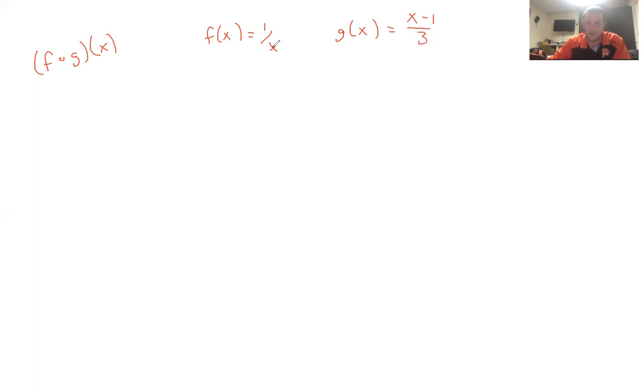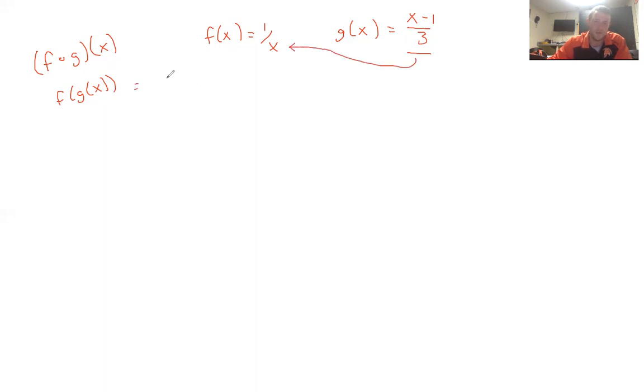This one you can't have 0 because you can't have 0 in the bottom. So x cannot equal 0. So the domain on this one would be negative infinity to 0 and then 0 to infinity. Okay, but the first one they said f of g of x. So rewrite that as f of g of x. Notice I'm plugging the g in for the x over here.